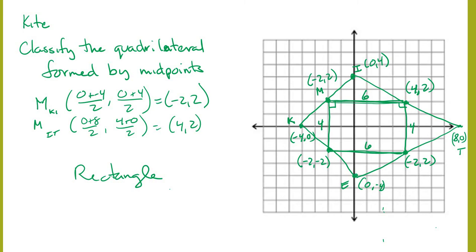So we're going to have all kinds of problems where we are looking at different polygons on the coordinate plane and then determining by use of either distance, midpoints, or slopes, or a combination of those, what kind of polygon we have. That's it.